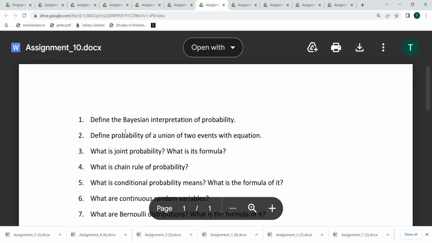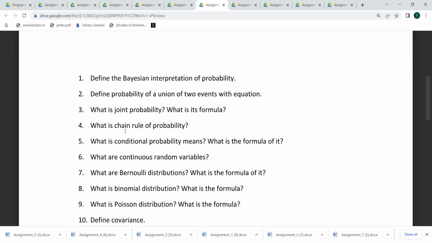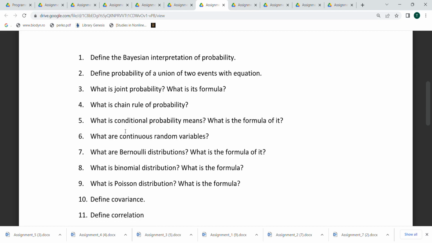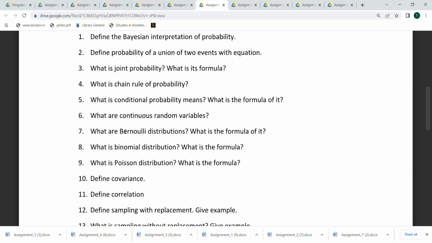Okay, fine. So define the Bayesian interpretation of probability. Define the probability of a union of two events, with verification. What is joint probability? What is the formula? What is marginal probability? What is conditional probability? What is the formula for it? What is a continuous random variable? What is the Bernoulli distribution? What is the formula of it? What is the binomial distribution?